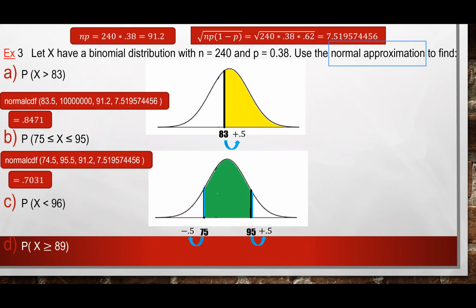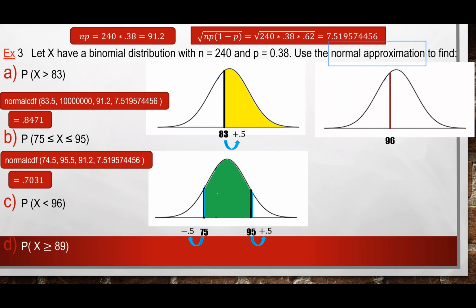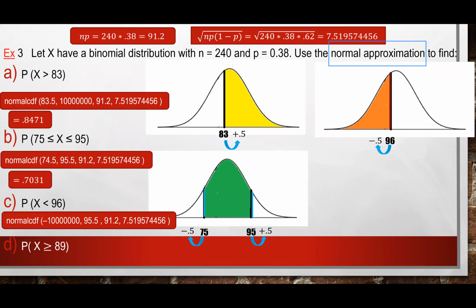And probably for C, you all saw this. We know that 96, and we're looking for the values less than 96, right? Anything on the left is less than 96. Now, if it's less than 96 and I don't want to include 96, I have to move to the left, and to move to the left, I need to subtract 0.5. So this is what we need to do: on the left side, our interval is some humongous negative number, and then 95.5.